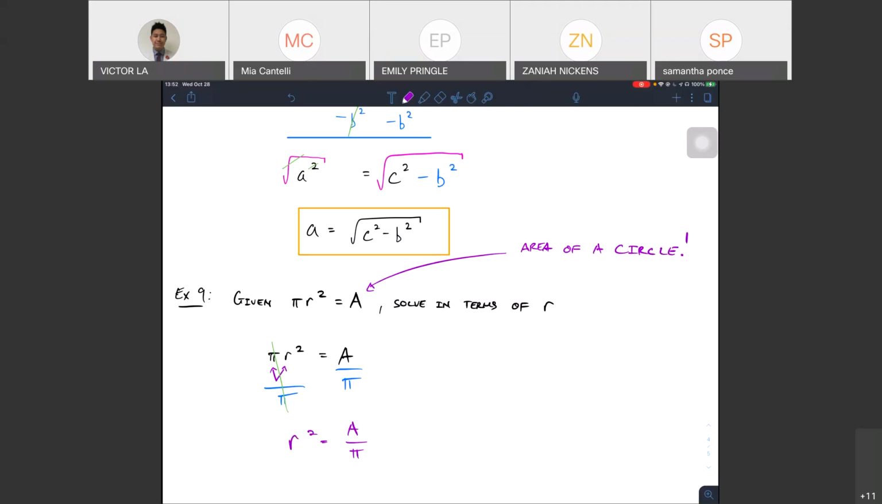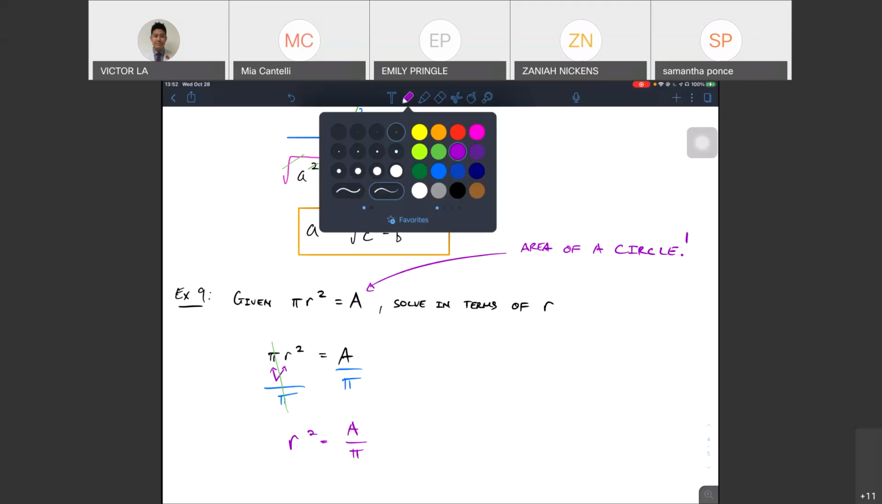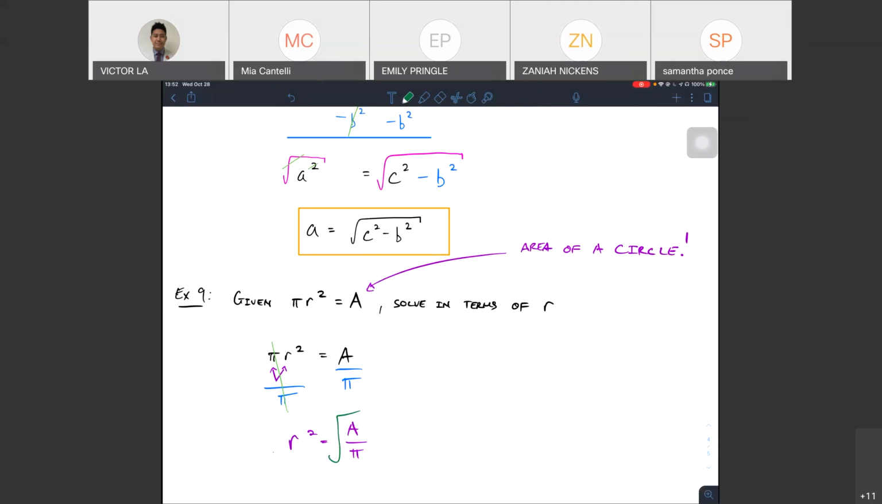And then now, last but not least, to get r squared to be r by itself, we take what again? You square root it? Yep. So then it's this, and then this implies r is equal to the square root of a over pi.